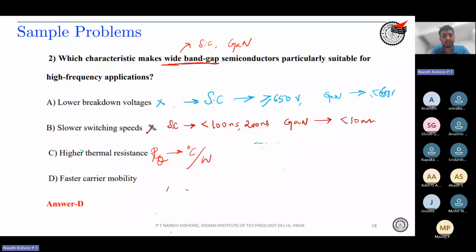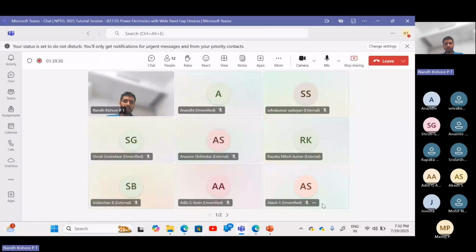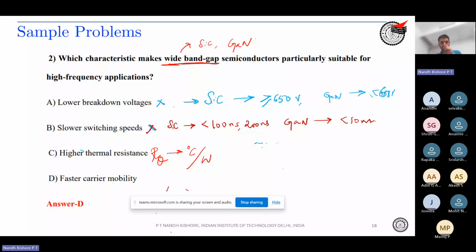So can anyone tell, is it better to have higher thermal resistance or lower thermal resistance, and why? For 1 watt of power dissipated, what is the temperature increase? That is the degree per watt. So is it beneficial to have higher R theta or lower R theta? Anyone? Lower R theta is better, correct. The reason being that for the same power loss, the temperature rise would be lesser.